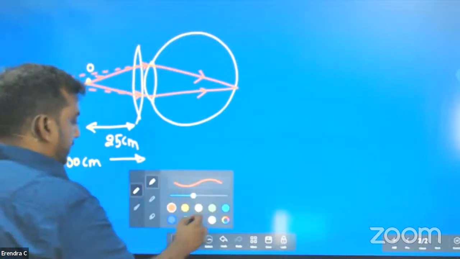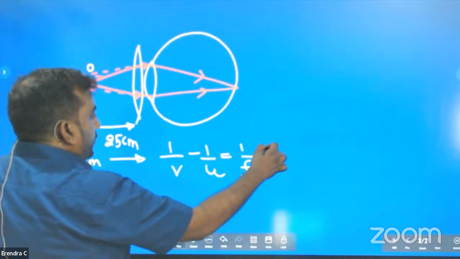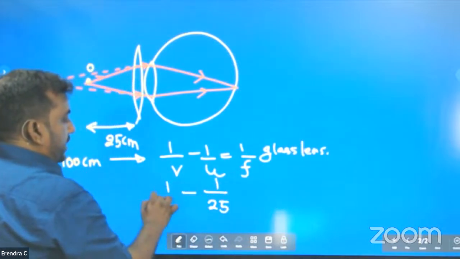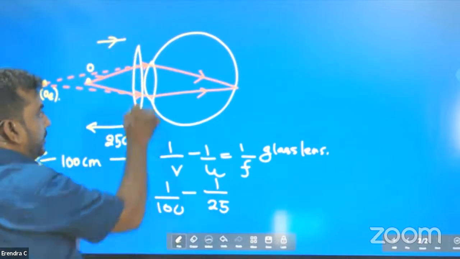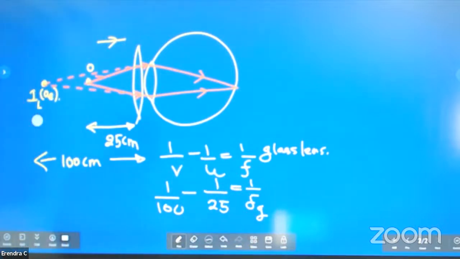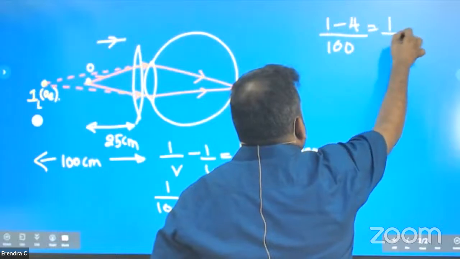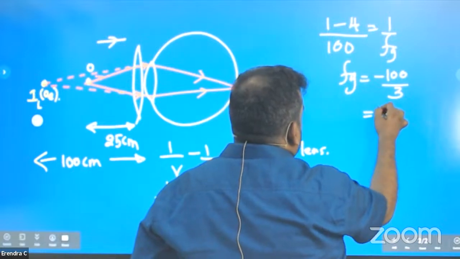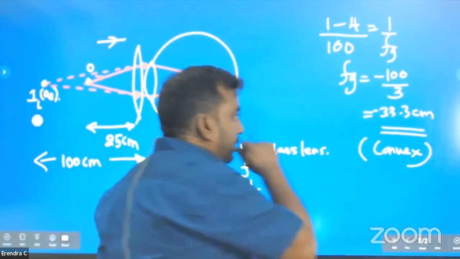So if you write equations here, 1 over V minus 1 over U equals 1 over F for the glass lens. Object is kept at 25, image is formed at 100. Opposite, light is going this way. Opposite is positive. Everything U is positive, V is positive. Focal length of glass lens. Common denominator 100. 1 minus 4. Focal length of glass lens. Focal length 100 over 3. Minus 33.3 centimeter convex.